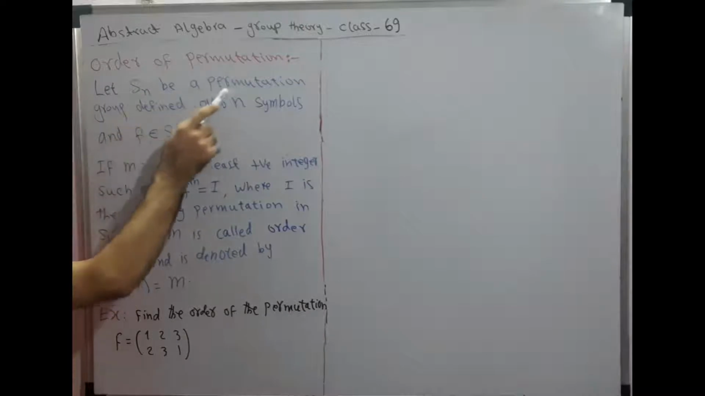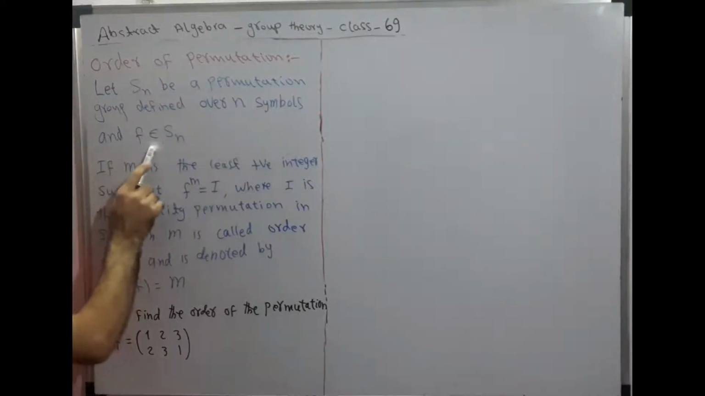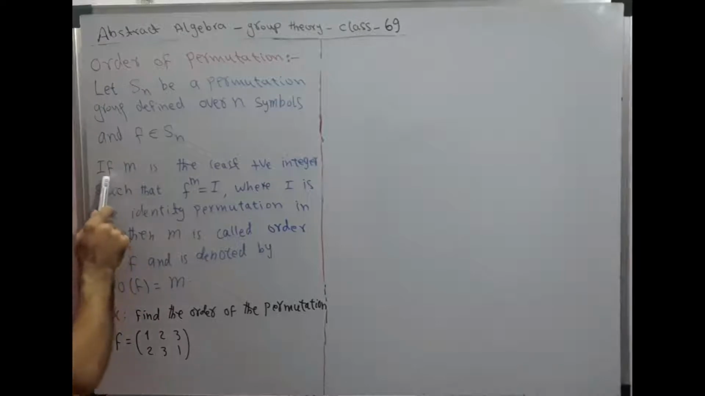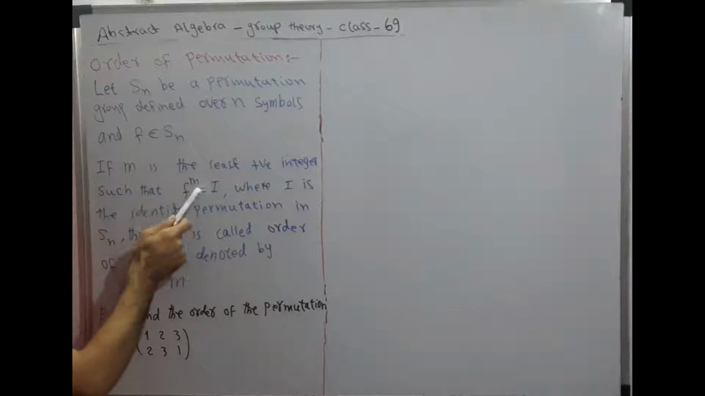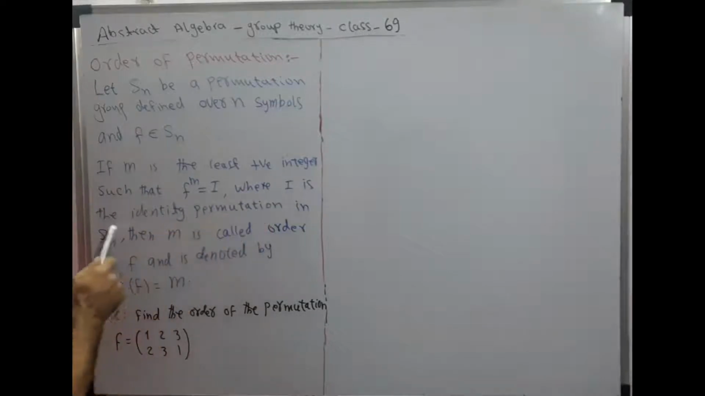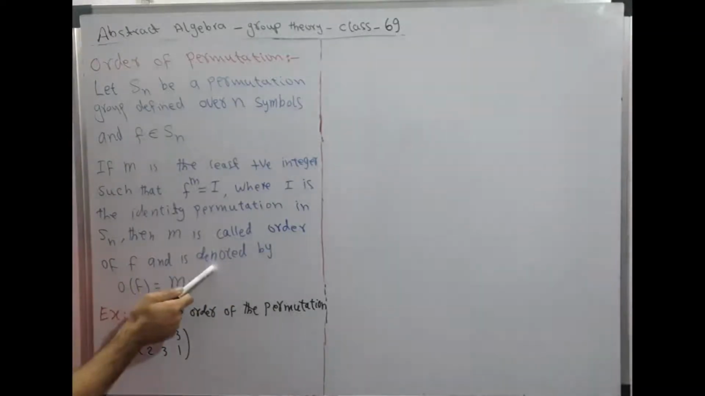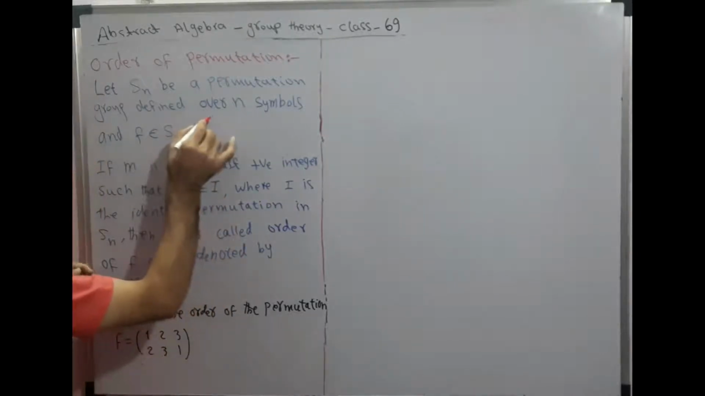Let Sn be a permutation group defined over n samples and f belongs to Sn. f is a permutation belonging to the symmetric group Sn. If m is the least positive integer such that f to the power m is equal to I, where I is the identity permutation in Sn, then m is called the order of f and is denoted by order of f is equal to m.